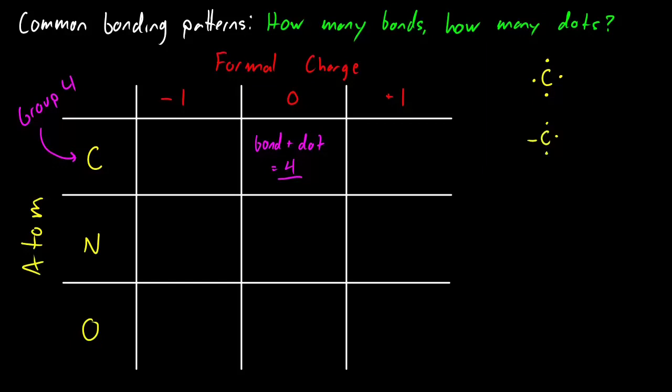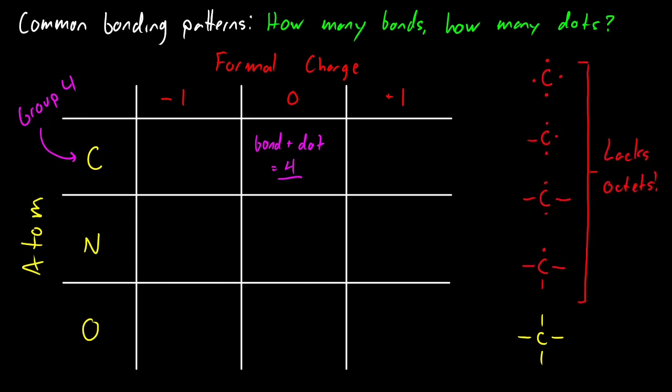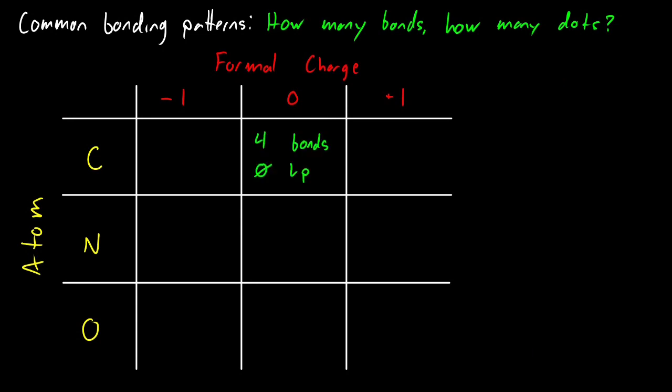We could have 3 dots and 1 bond. We could have 2 dots and 2 bonds. We could have 3 bonds and 1 dot, or we could have 4 bonds. Now, if we look at all these possibilities, most of these lack octets and so are a less plausible bonding pattern for a neutral carbon. It has to be this last one, as that's the only way that we can draw a carbon atom that has a neutral charge and a filled octet. So that's what goes in the box here, 4 bonds and 0 lone pairs.